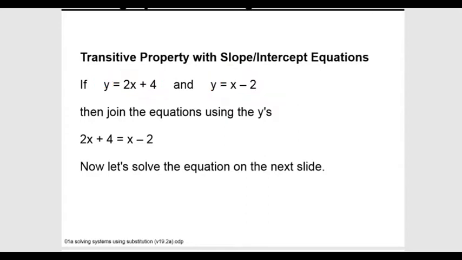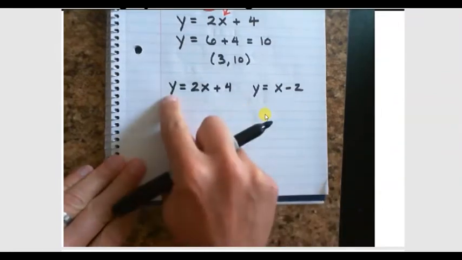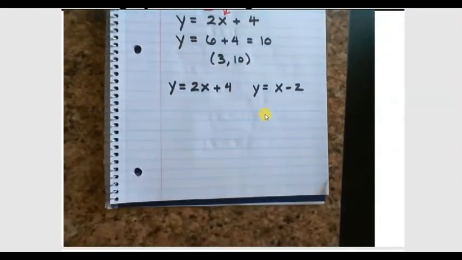Okay, so back to our notes. We're going to take these 2 equations. Let me get my notes ready. Y equals 2x plus 4, and y equals x minus 2. We are going to join these 2 equations into one equation using the y.